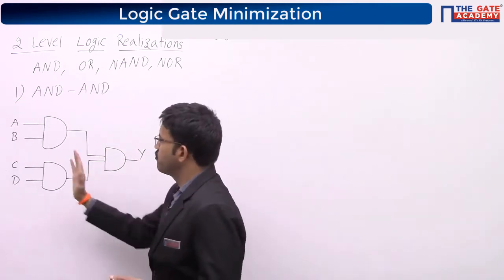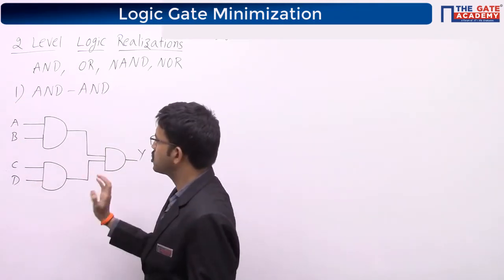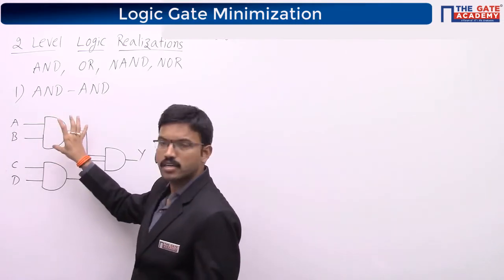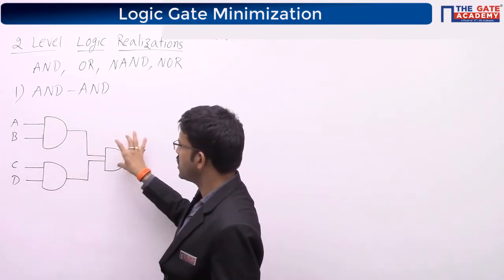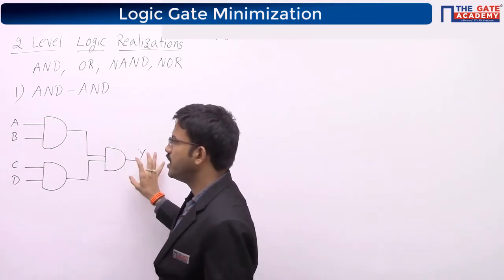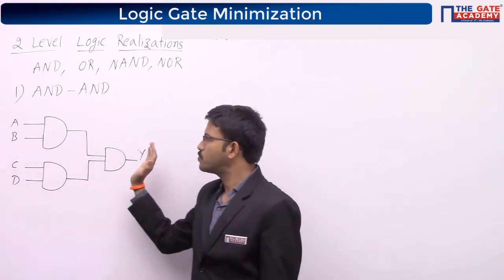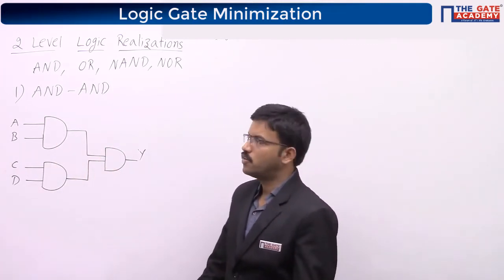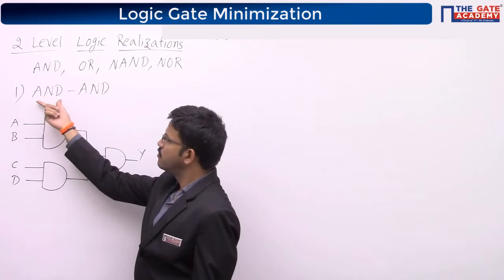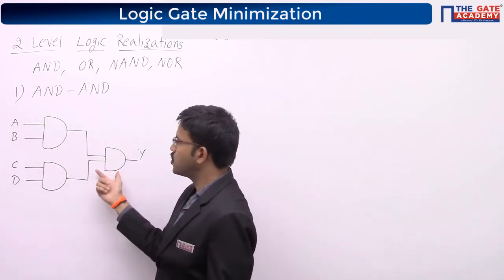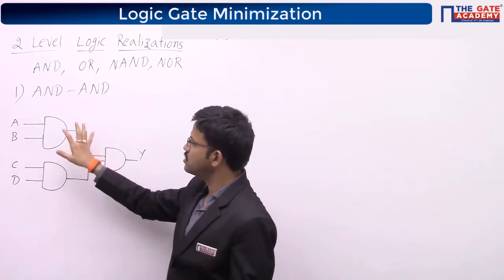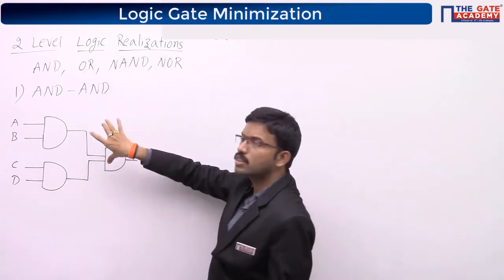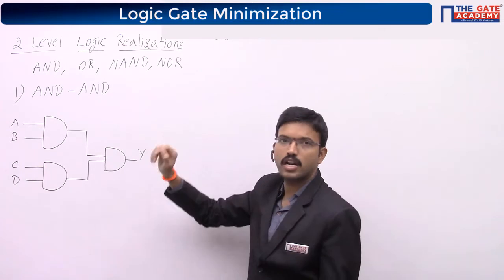Just observe, from the input to output we are having two stages. At the first stage we are having AND gate, AND gate. The output of these AND gates we are giving as input for this particular AND gate, right? So from input to output we are having two stages, two stages or two levels, both are same. Here I have considered first stage is AND, second stage is also AND. Later I will consider first stage is AND only, next in the second stage OR, next one NAND, next one NOR, like that.